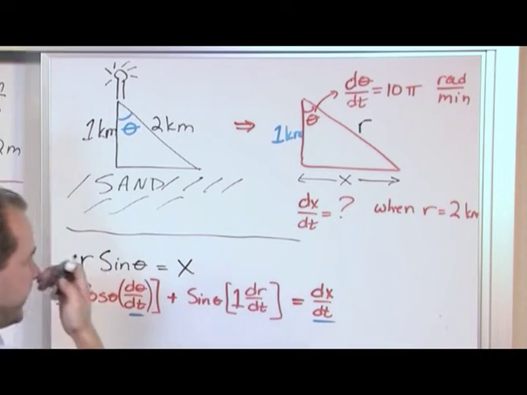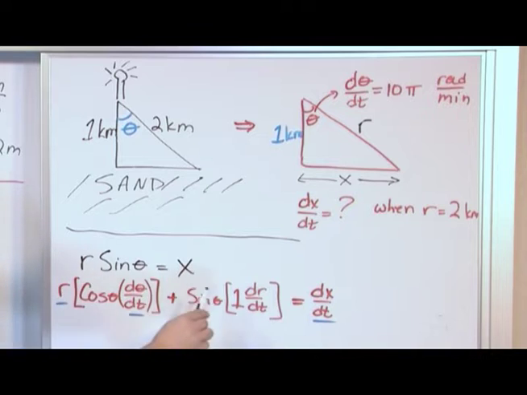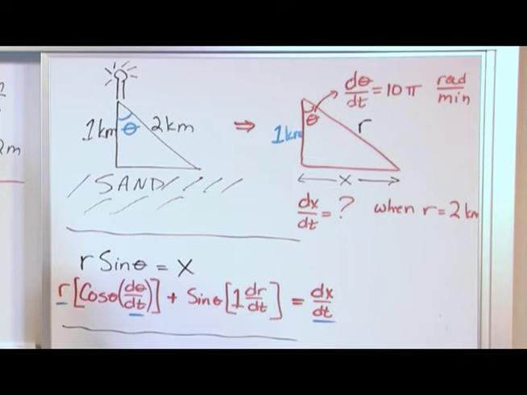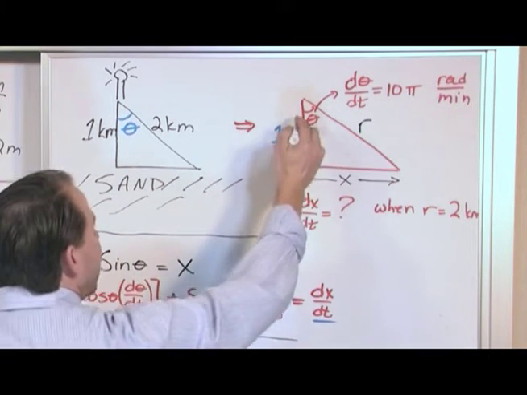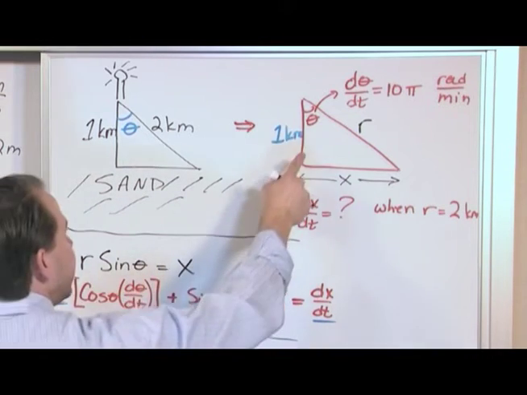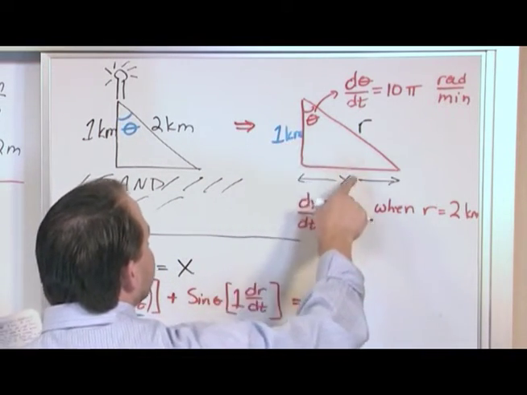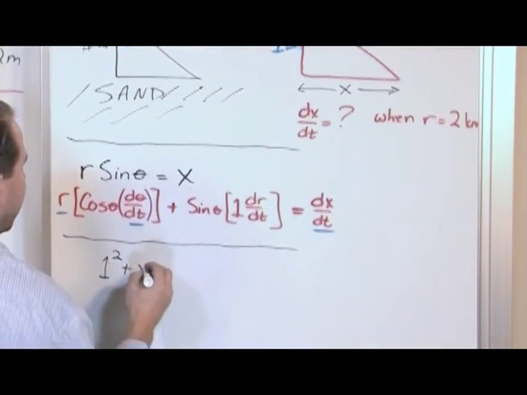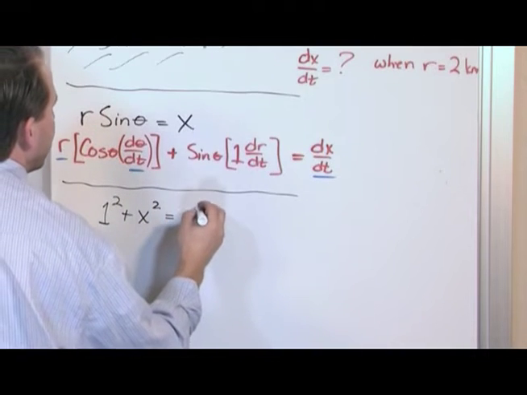Let's figure out what dr dt is. So we wrote this equation in terms of a sine, but in fact, let's draw a little break here. Let's say that we have a right triangle here, so we want to ultimately figure out what dr dt is, right? So let's go ahead and write the Pythagorean theorem. 1 squared plus x squared is equal to r squared.